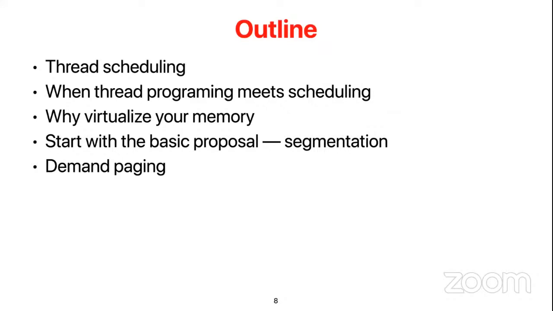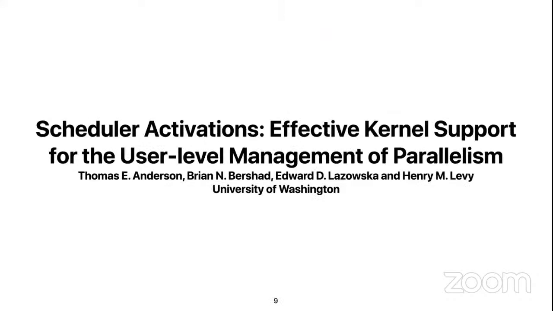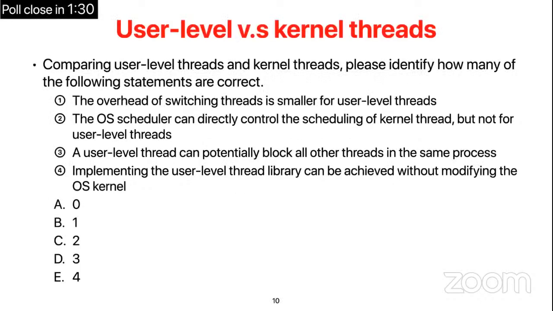So one of the papers that we assigned, but we didn't get a chance to discuss last time, was scheduler activation. Scheduler activation is talking about effective kernel support for the user level management of parallelism. Before we talk about this paper, one of the key concepts that you should have is what is a user level thread and what is a kernel thread?